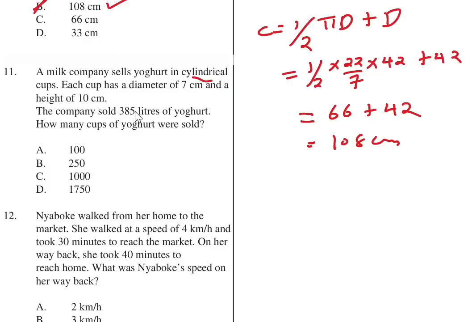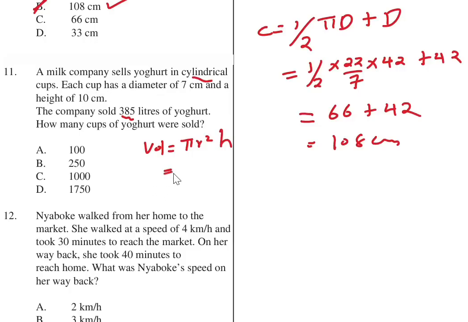The company sold 385 liters of yogurt. How many cups of yogurt were sold? The first step is to get the volume of this cylinder. You know that volume is equal to pi r squared h for a cylinder. We need to get the volume of this cup.